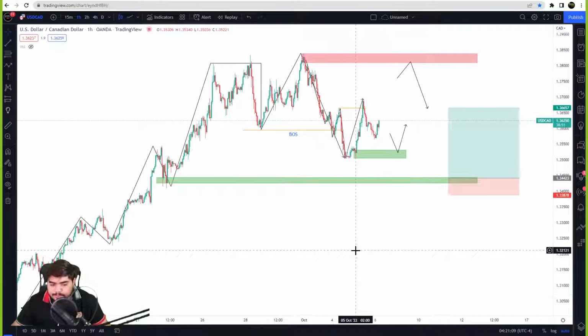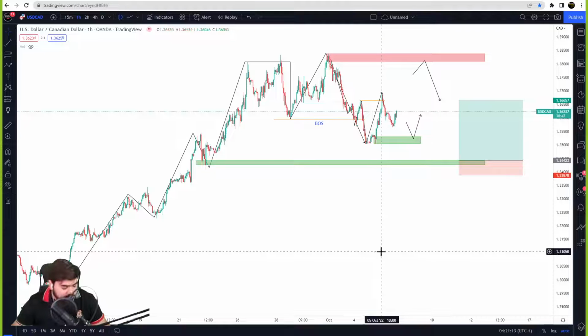Around this area, with stop loss something right here, we should be looking for bullish continuation. Anything, Asad, that you want to add here, or want to tell us more about USD CAD? What are your thoughts on that?